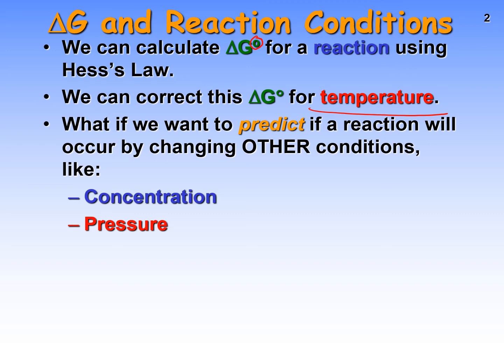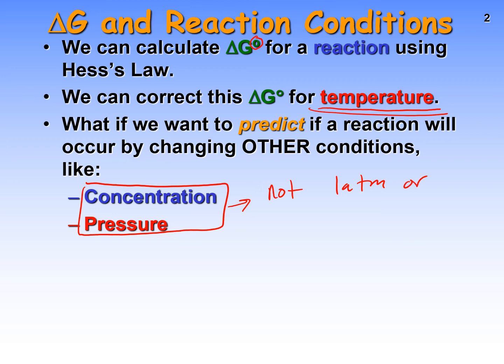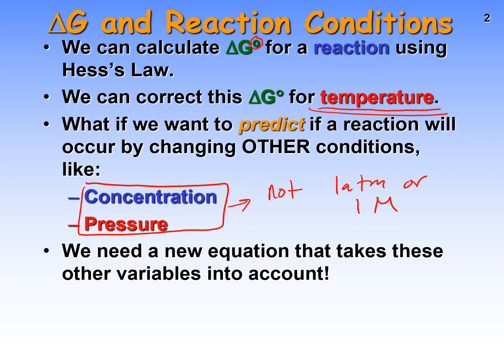If we want to change either one of these two, concentration or pressure, or even temperature. Temperature we can correct for a little bit already. But if we want to have these not be 1 atm or 1 molar, which most of our systems don't operate at, then we've got to do something else. We've got to edit our equation and have a new equation that will take into account both pressure and concentration.